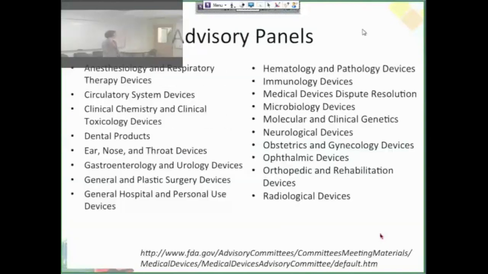So these are the panels that are separated into area, and these panels will receive your application, and they have to stop everything they're doing and analyze it and try to determine if the data that you submitted in this package supports the conclusion that your product is safe and effective.